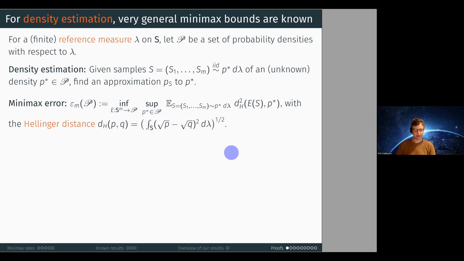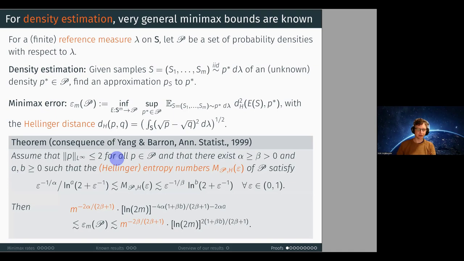And for this setting, very nice bounds have been derived by Yang and Barron in 1999. So they showed that if all the densities you're interested in are uniformly bounded, then if you have bounds for the Hellinger entropy numbers of your class, where I now make it quite precise, also including logarithms, but essentially you have Hellinger entropy bounds like epsilon to the minus one over alpha from below and like epsilon to the minus one over beta from above, then the minimax rate for this density estimation question scales like this from below and like this from above. I mean, you won't find this exact bound in the paper, but if you really read the paper and put a few of the results together, you will obtain this result.